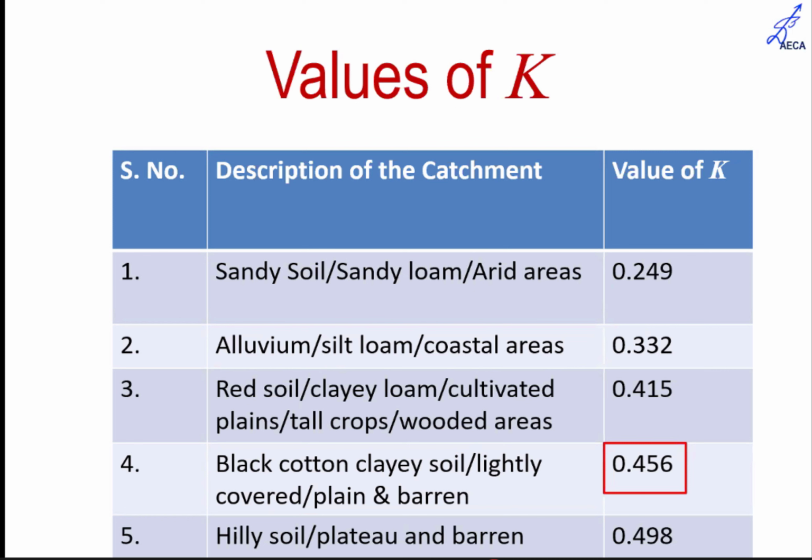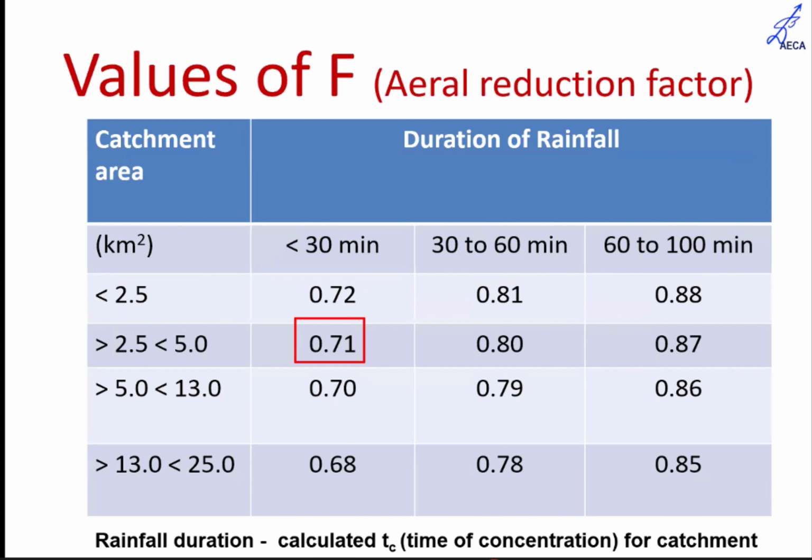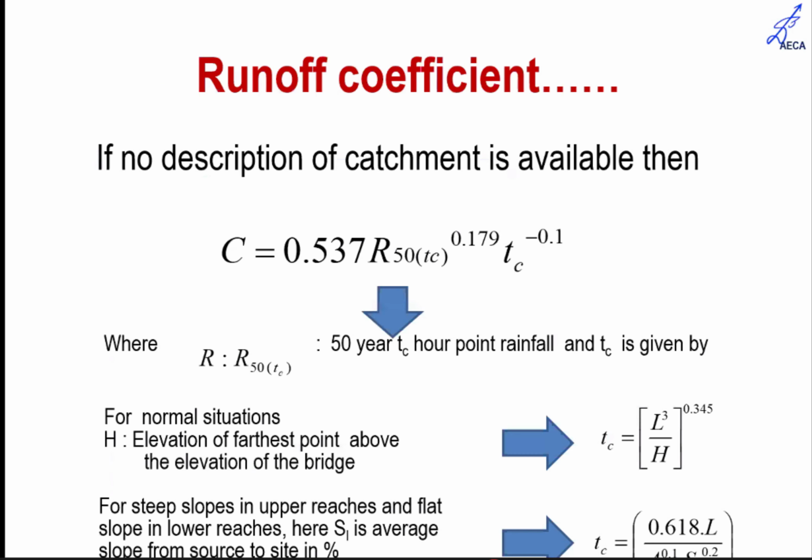For Wardha Nanded, we had black cotton clay soil and we used a K value of 0.456. Then the aerial reduction factor depends upon the duration of the rainfall and the catchment area. For small values, it moves in a narrow band of 0.7 to 0.85. For smaller catchment and smaller duration rainfall, it is 0.7 to 0.71, and at the largest point it goes to 0.85.